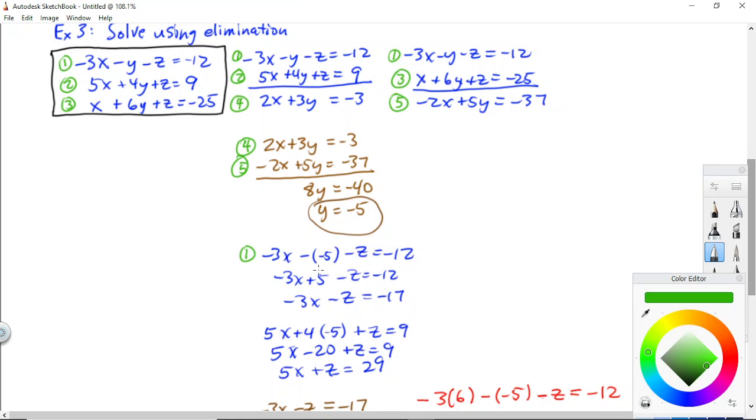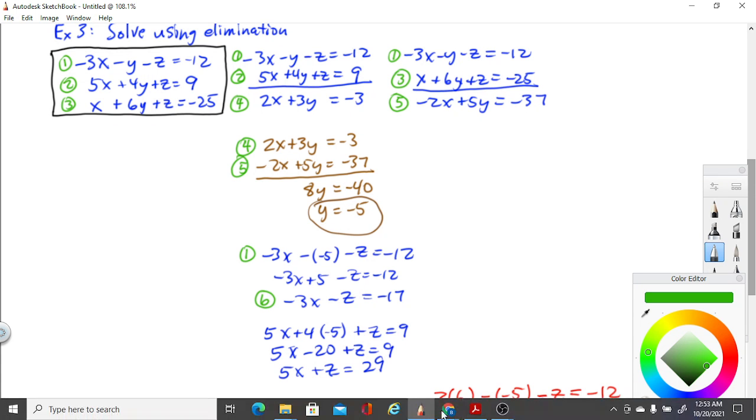So we just simplify that. Minus -5 becomes +5. Add 5 to both sides, and there you have it. And we'll call that equation 6. Okay, it's another equation we've obtained. It only has x and z in it.